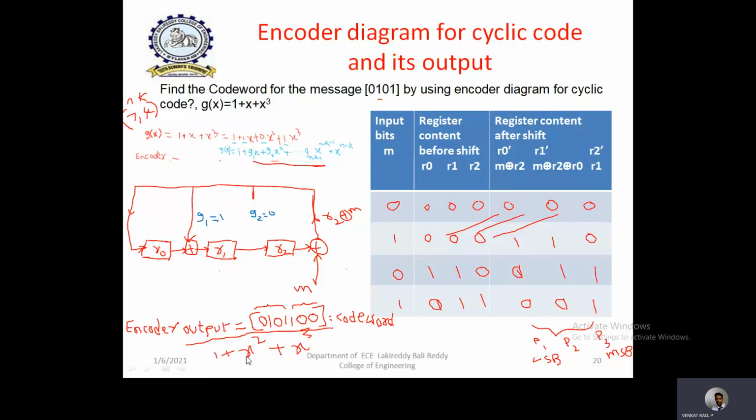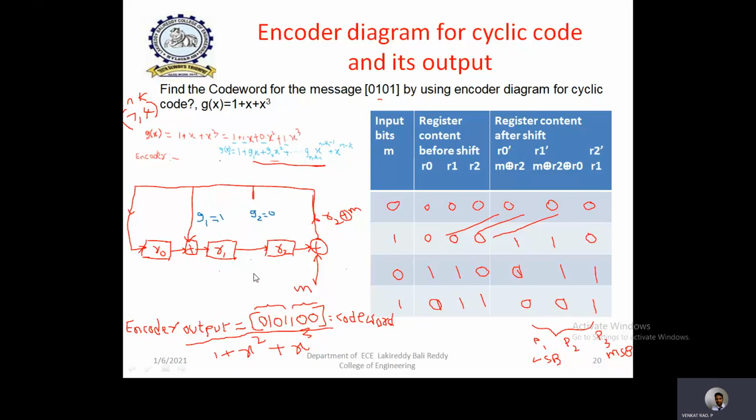Okay. For example, if the generator polynomial is 1 plus x square plus x cube, the coefficient values are different. So of course G1 is 0, G2 equal to 1 here in this case. So here there is no connection. Here there should be a connection with XOR. So like that, we need to make XOR connections between the registers. So that is the second step.